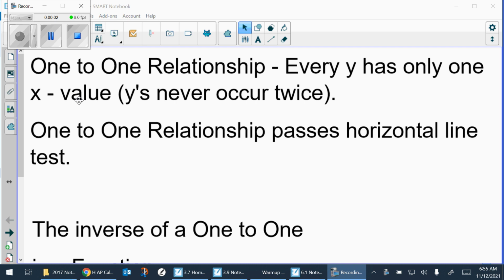Okay, in this video, we're going to talk about section 6.1, which is inverse functions, and we have some experience working with inverse functions, but we're going to review that experience today.